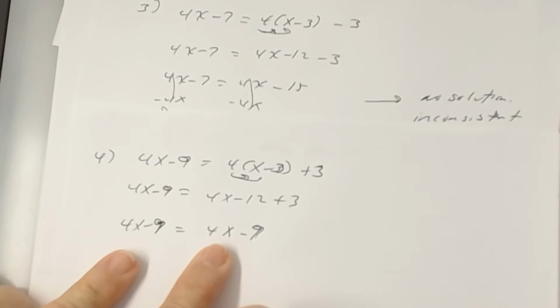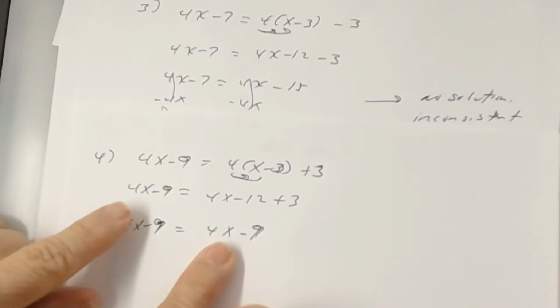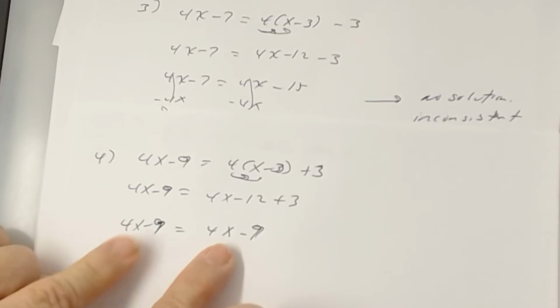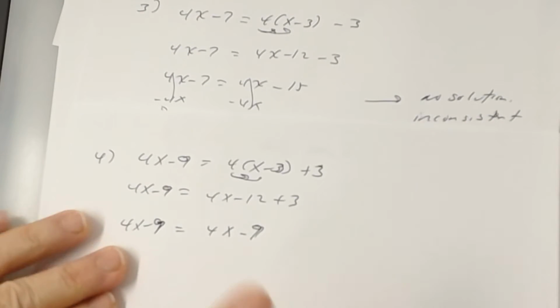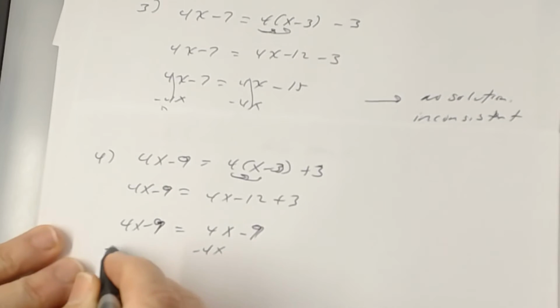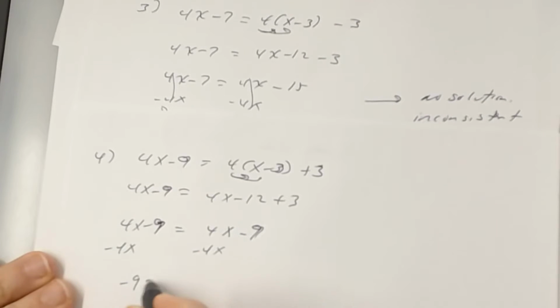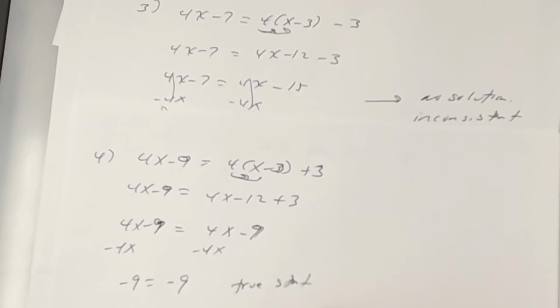But there's an infinite number, right? This equation, those two sides are identical. Now let's go ahead, like we did these, and subtract 4x from both sides. And so I get -9 equals what? Which is what kind of statement? A true statement. Notice the variable goes away.